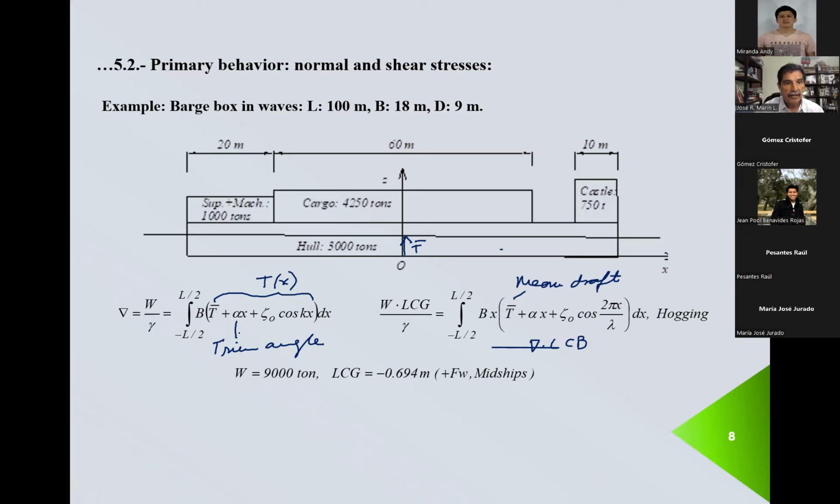So with these two values, we put it into here and here. We solve these two equations and we can calculate mean draft and alpha. That we said last session that equivalent wave height, use it 1.1 square root of L.